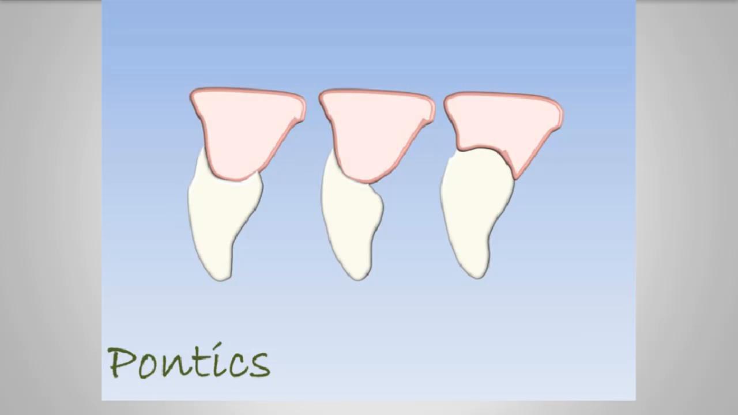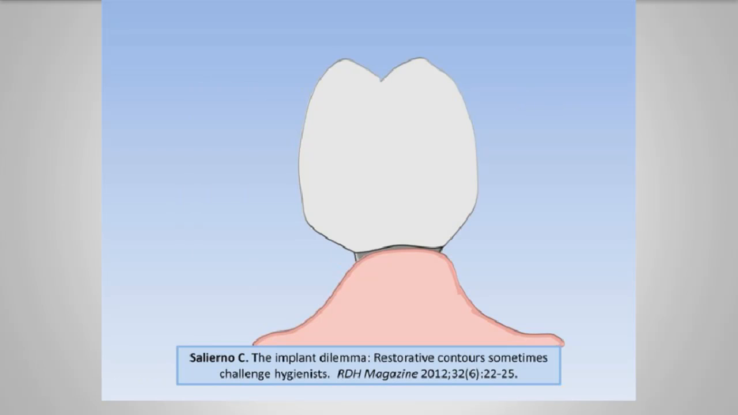So we have a full ridge lap, a modified ridge lap, and an ovate pontic. Well, let's build on that terminology when we talk about implants. And this comes from a paper I published in RDH magazine, just taking a stab at beginning to name these contours. And that's the information on the paper right there.